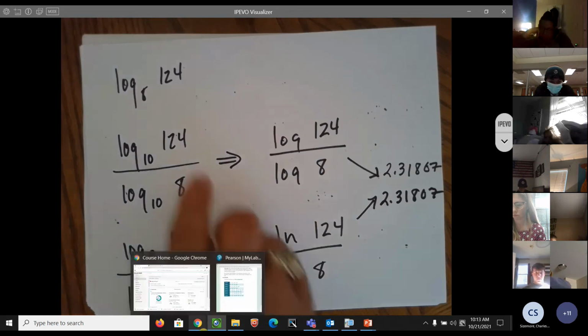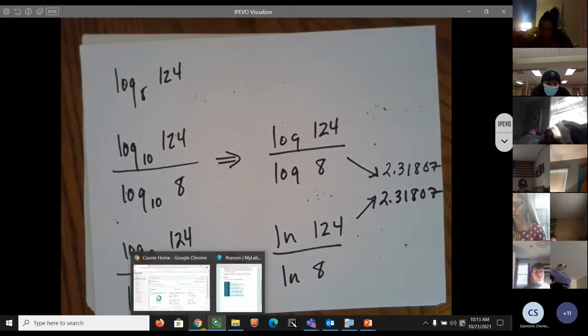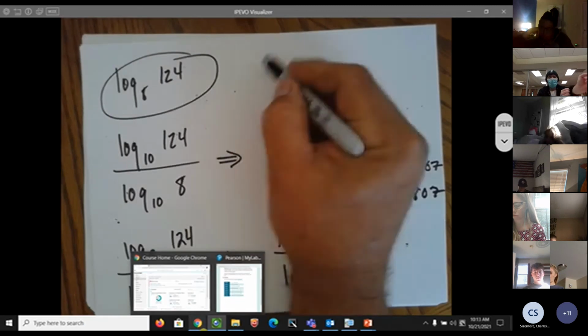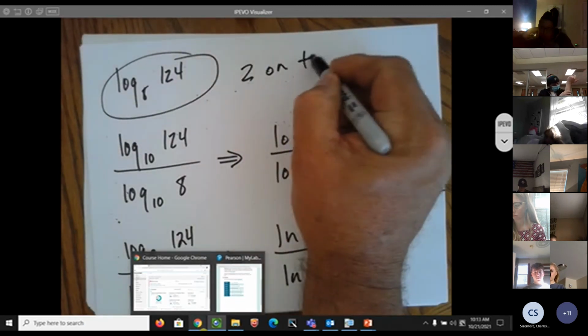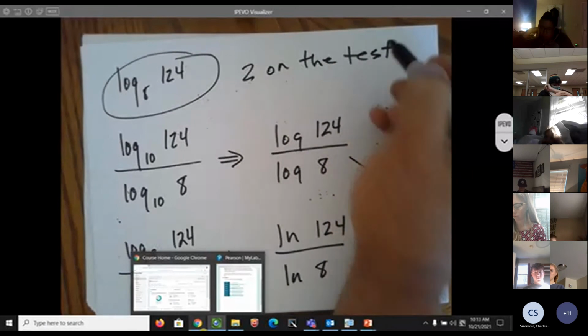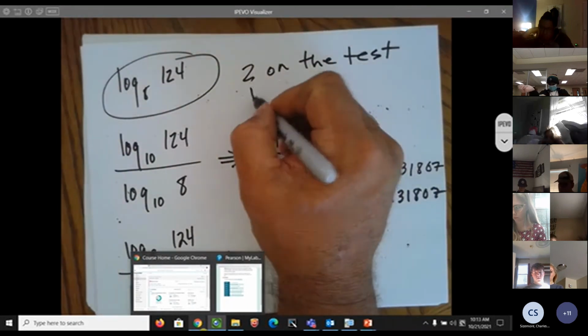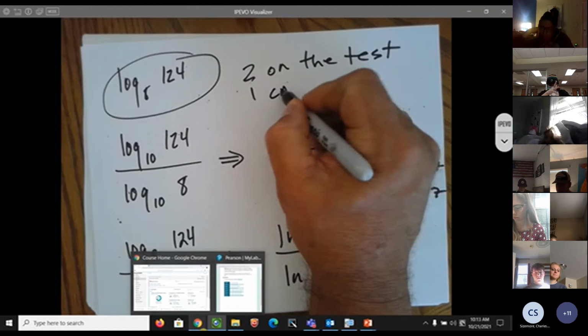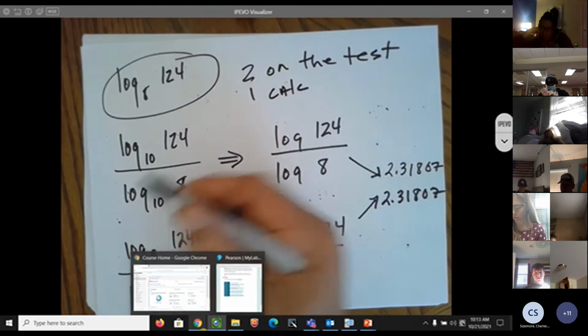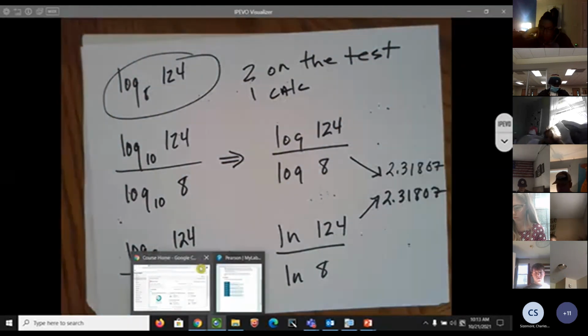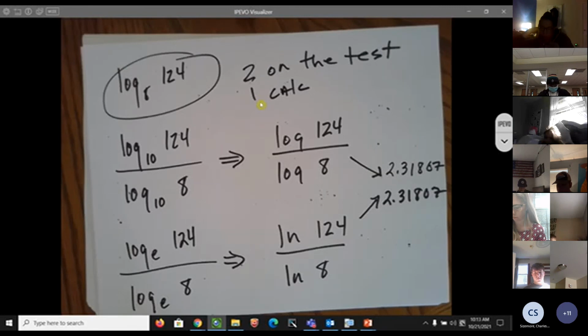That's a test question right there. You'll probably have two of them on the test. You'll have one calculator question on the test, which we just did. So that's three questions right there. If you get those three questions wrong, don't tell anybody, because they're really simple.